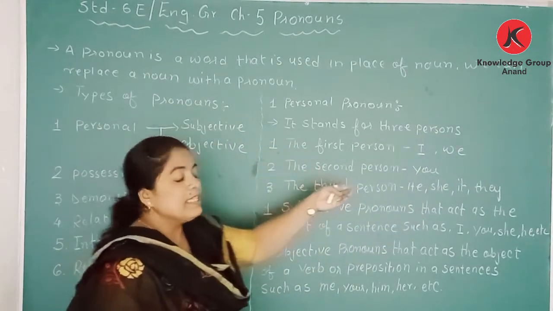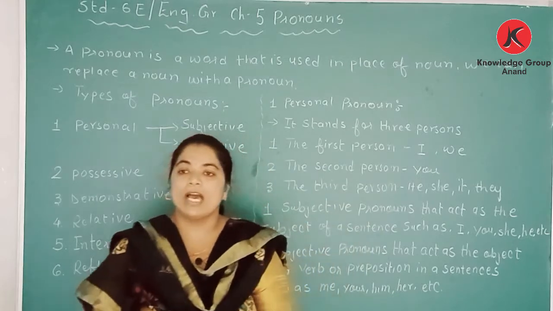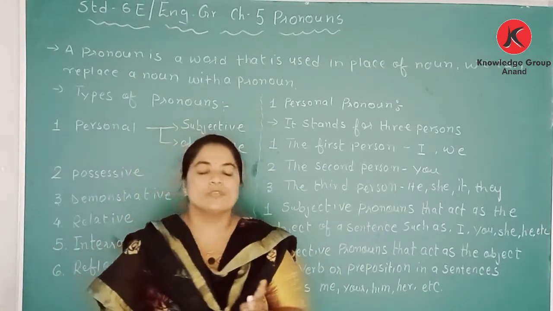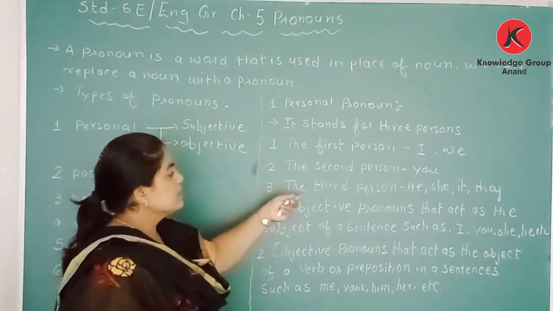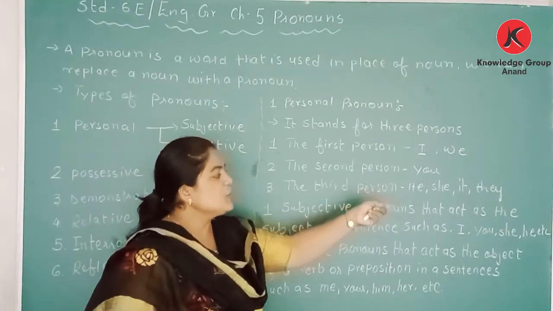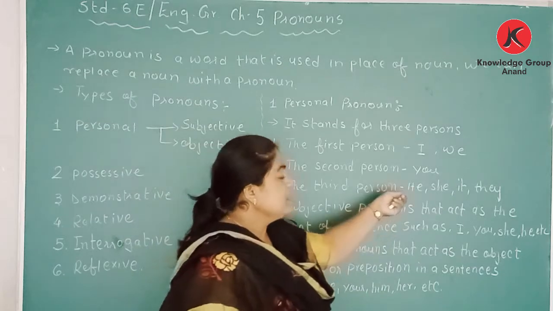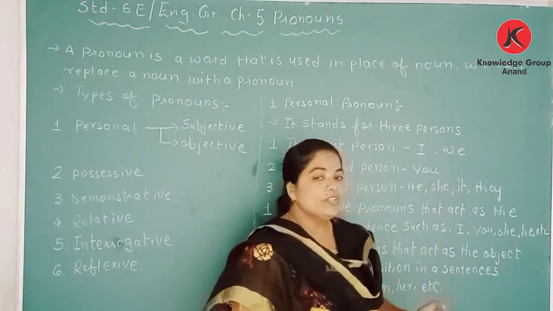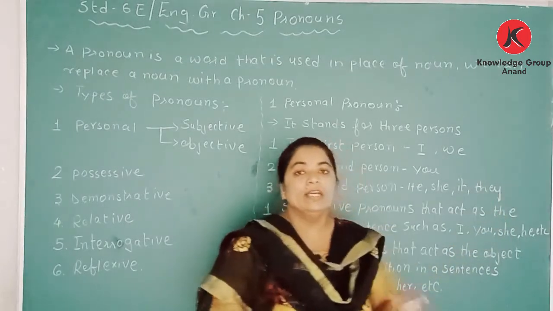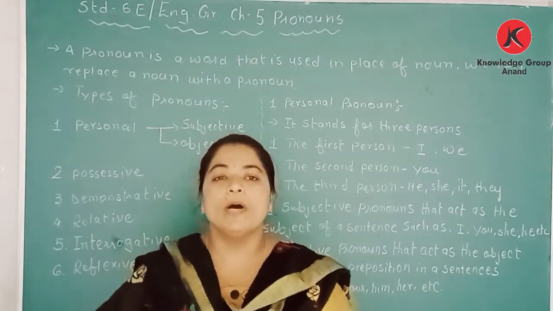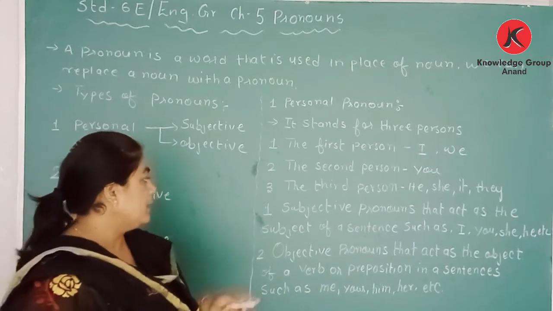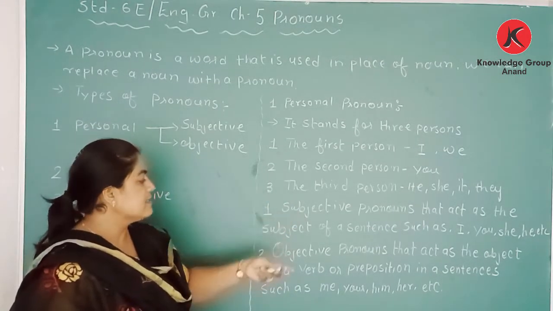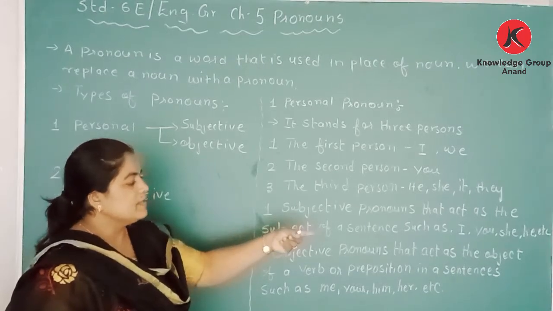The second person is you. For the singular also you and plural also you. The third person is he, she, it and they. He is used for the male, she is for female, it for non-living things, and they when we are talking about a group of people.